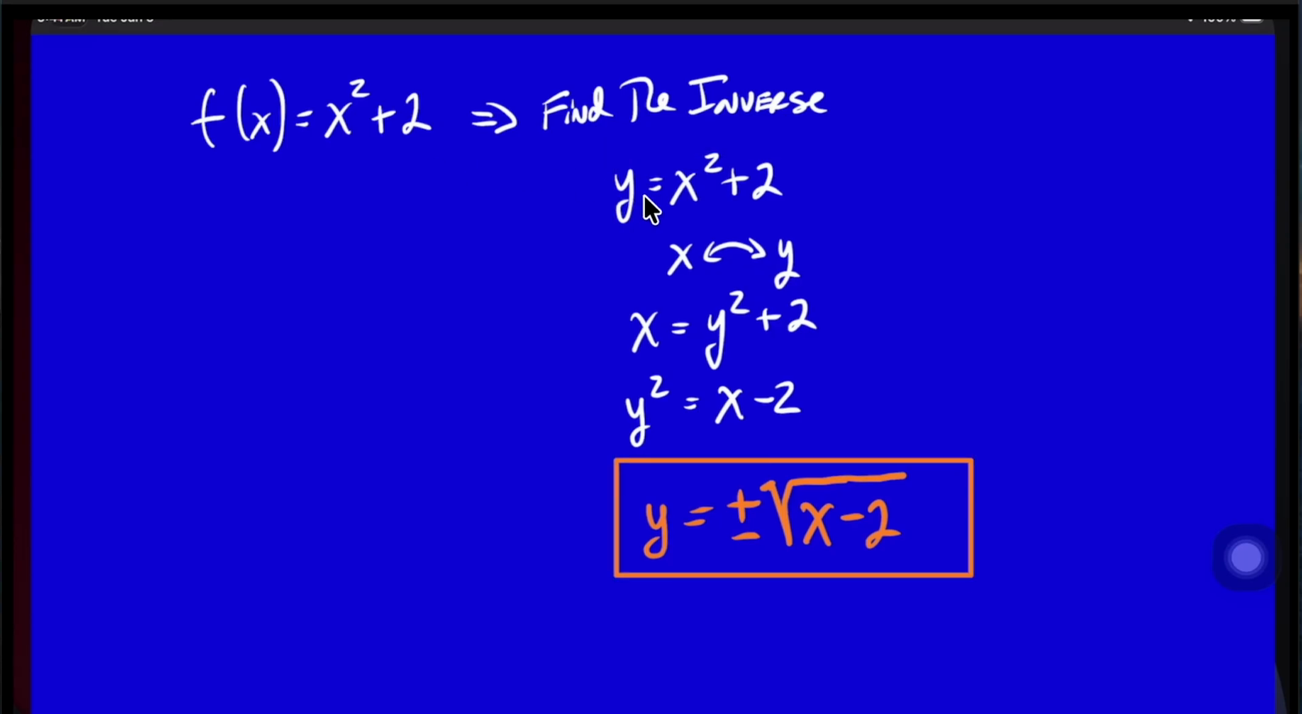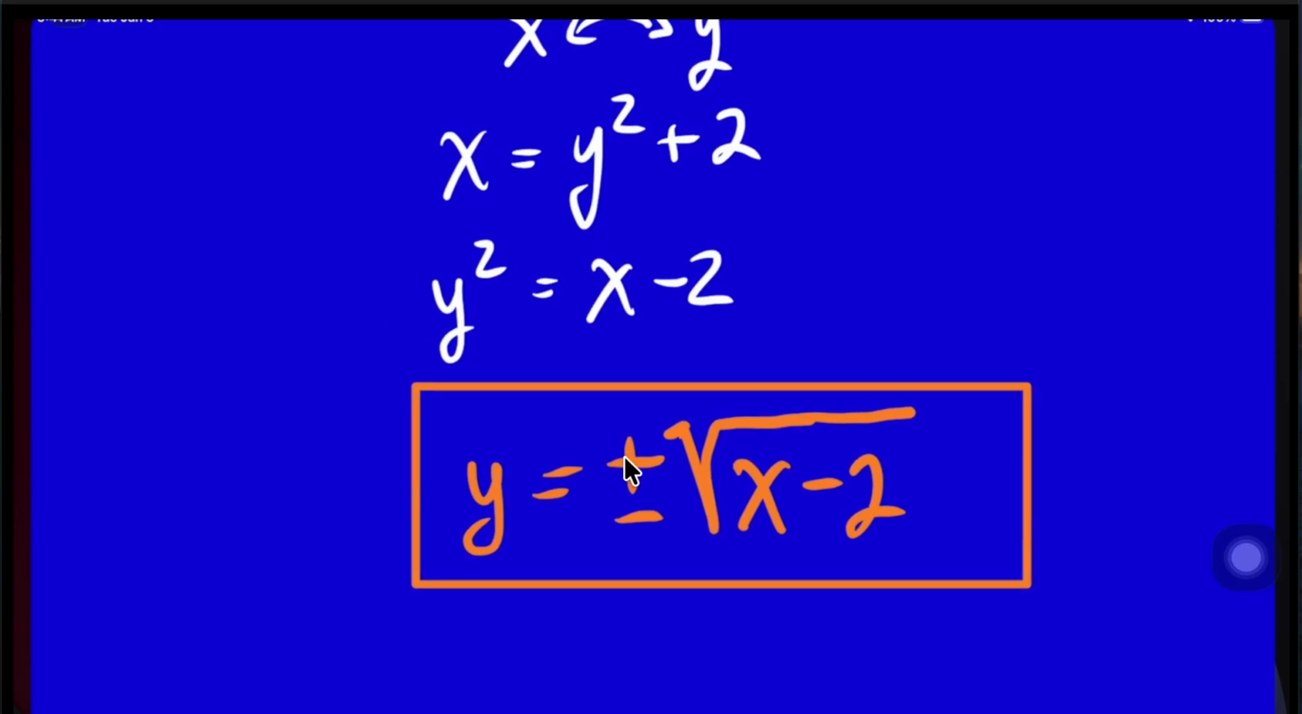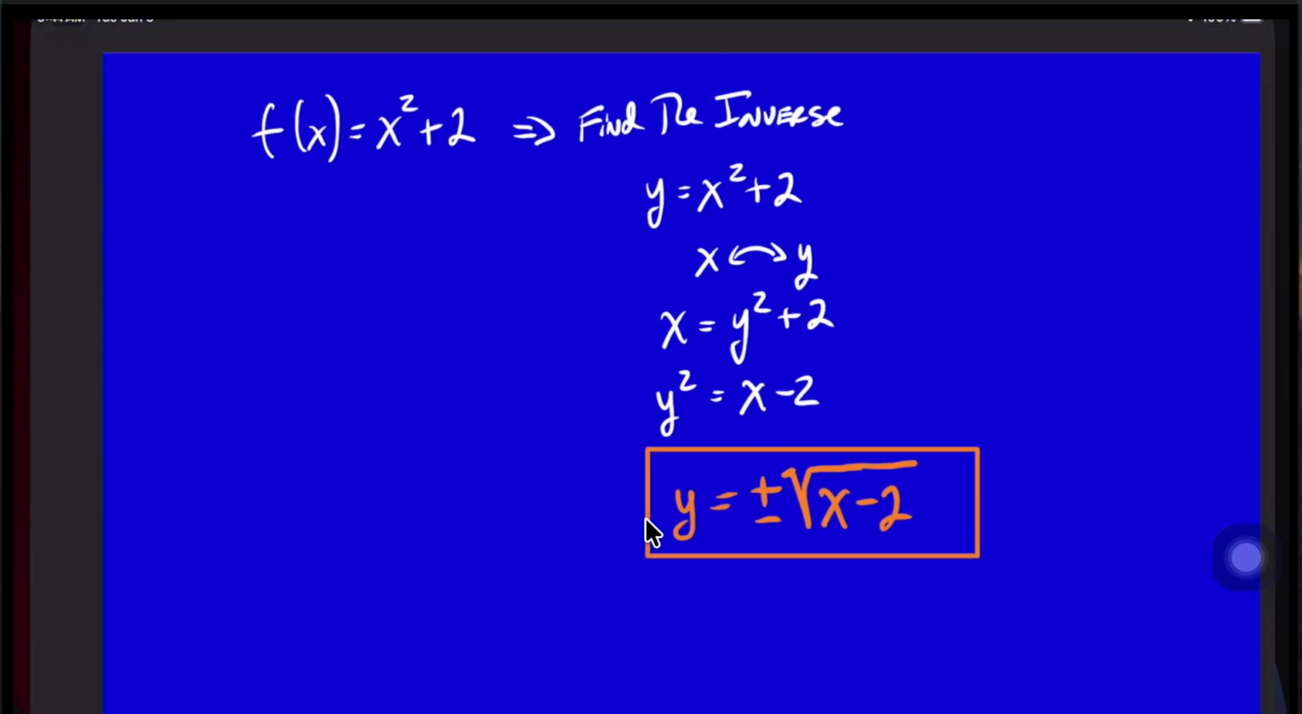So when we do that, we perform the algebra. The first thing we do is we replace f of x with y. We switch the x and y, and we solve for x. And when we get to this point down here, and we take the square root of both sides, we have to remember to take the plus and the minus version.